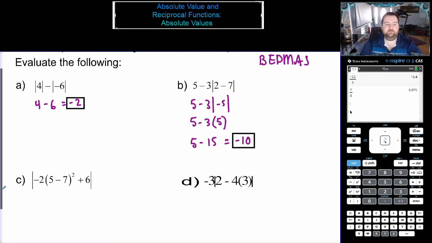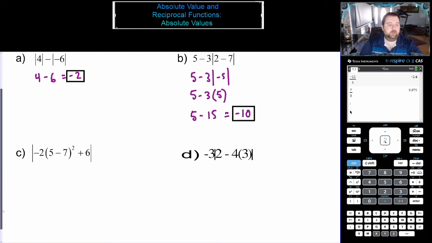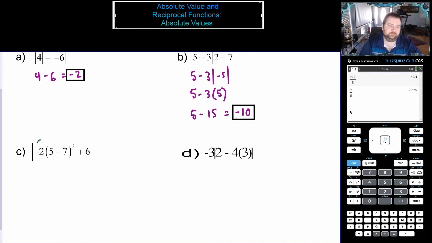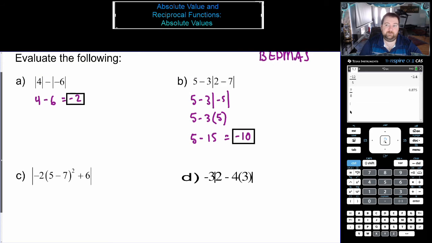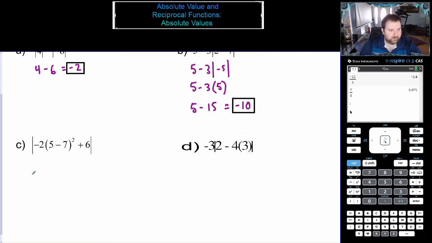Again, following the rules of BEDMAS. So we're going to deal with what's inside these parentheses first. Now we go to these parentheses. So you're doing the brackets before anything else. So we have absolute value of negative 2. 5 minus 7 is negative 2. This is going to be squared plus 6. So we've dealt with this first.